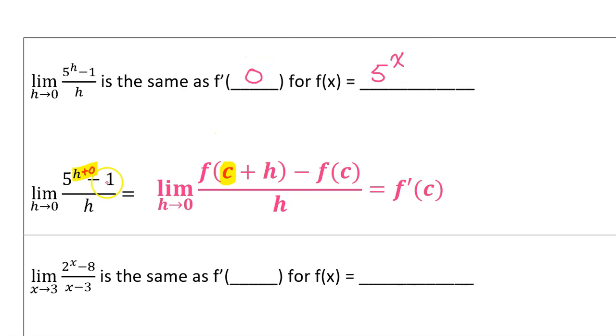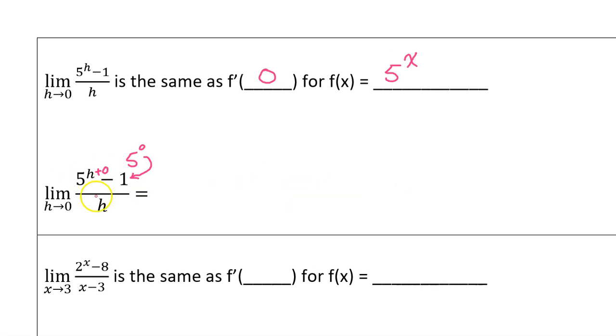If you're curious why there's a 1 here instead of f at c, it's because if c is 0, then f at c would be 5 to the 0 power. And guess what? 5 to the 0 power is 1. We can evaluate this limit by evaluating f prime at 0, where f is 5 to the x power.